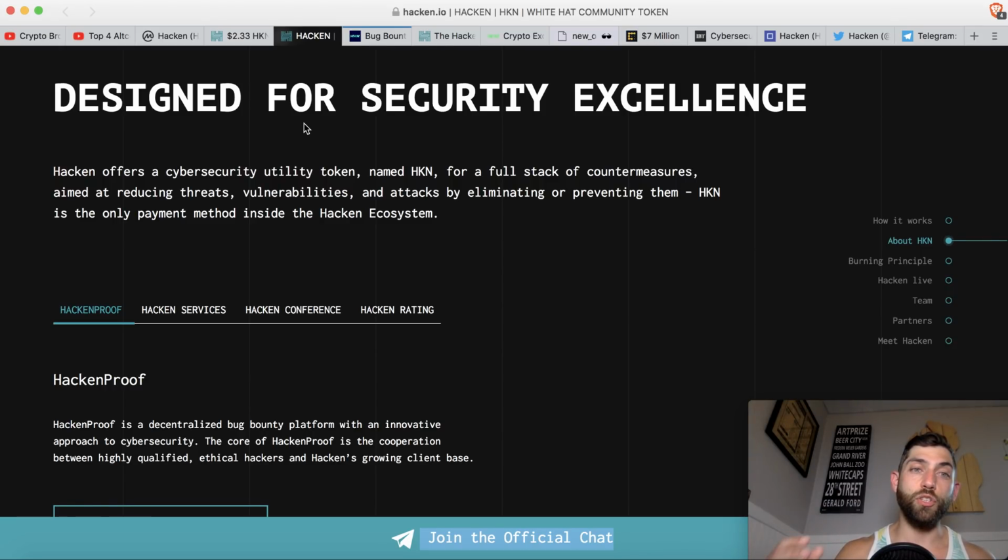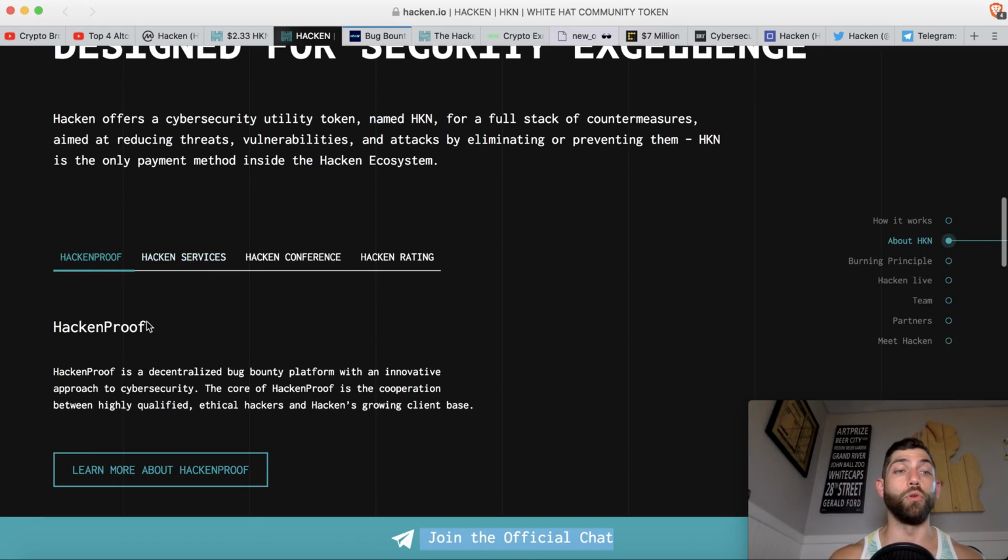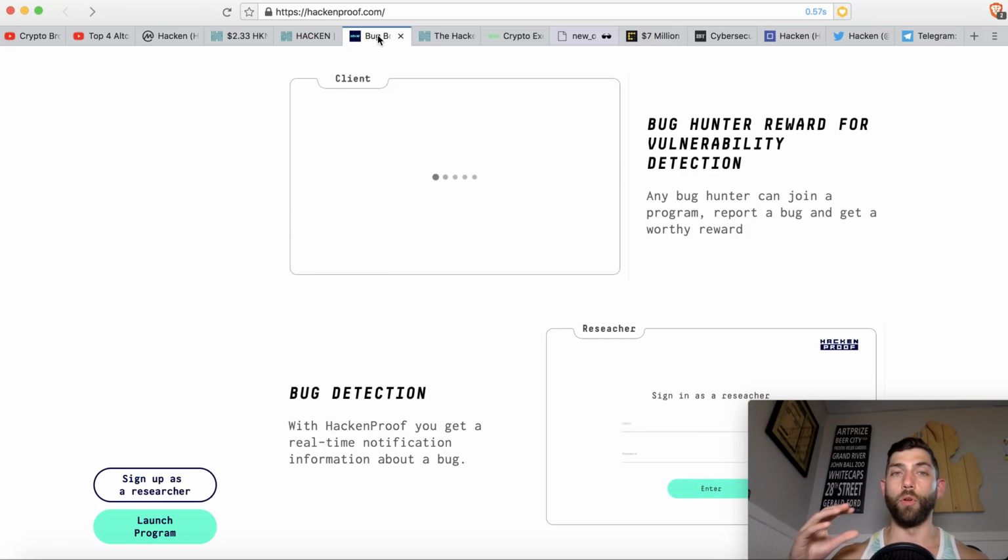So the Hacken token is a utility token, and it's used to pay for whatever services within the Hacken ecosystem. We'll talk about that in a second. And it's also used to reward the workers or the hackers that are working on these individual projects. So the first thing we're going to talk about is their Hackenproof. It says, Hackenproof is a decentralized bug bounty platform with an innovative approach to cybersecurity. The core of Hackenproof is the cooperation between highly qualified ethical hackers and hackers' growing client base. So essentially, this is their business-facing, their B2B product.